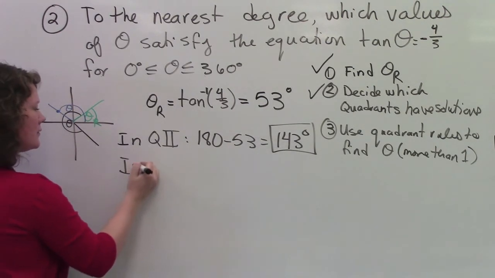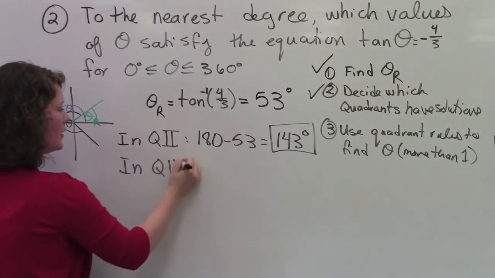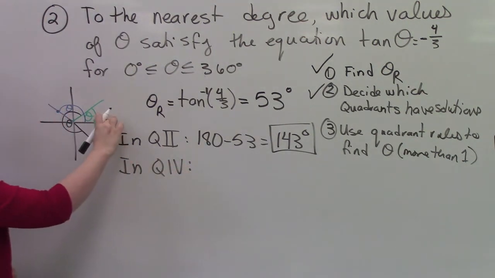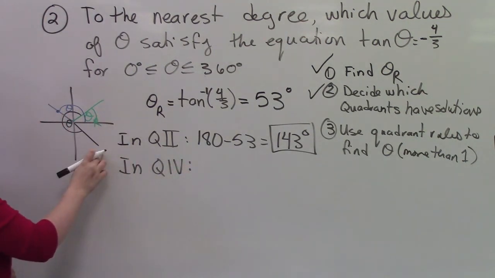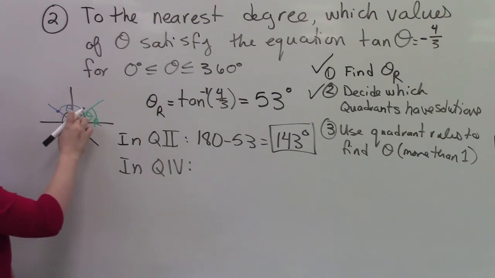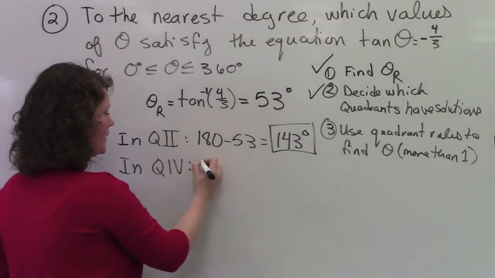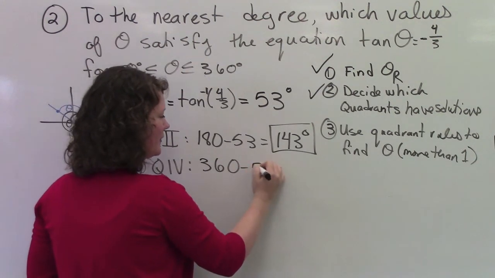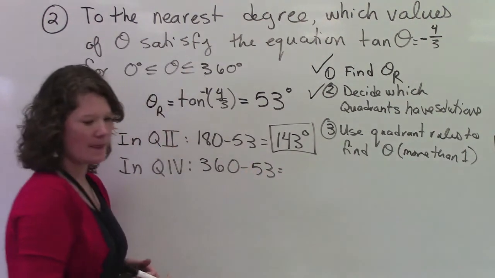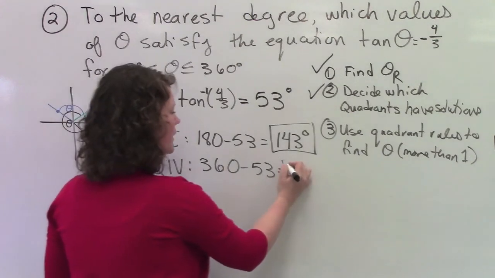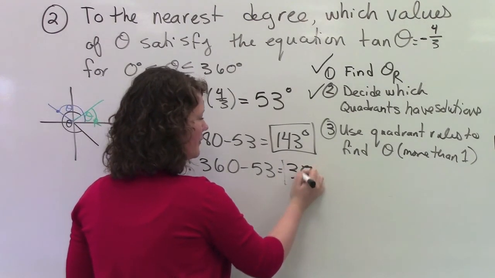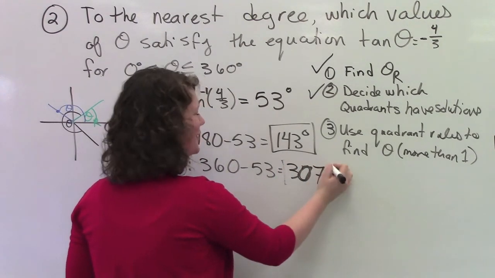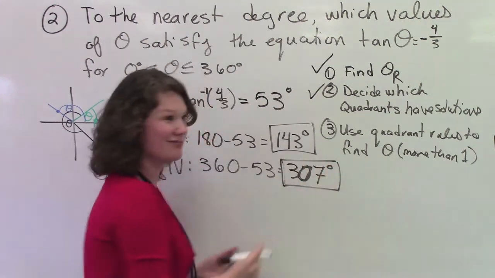In quadrant 4, we have 360 minus the reference angle will give us this section here. So 360 minus 53, we get 307 degrees. That's that.